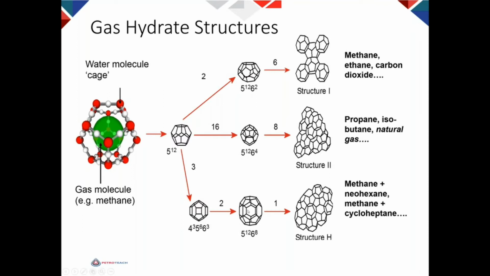And then structure H normally does not form in the natural environment. So normally in the oil industry, 99 or 95% of hydrates are structure 2. And very rarely, when we have very lean gases, we can form structure 1.